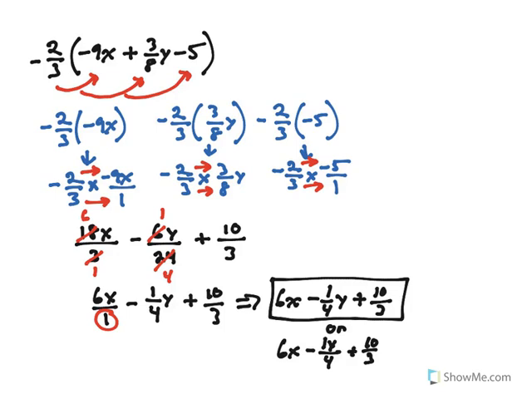Okay, so that is called the distributive property. It's used a lot in simplifying algebraic expressions. Okay, so the next thing is clearing parentheses and combining like terms.